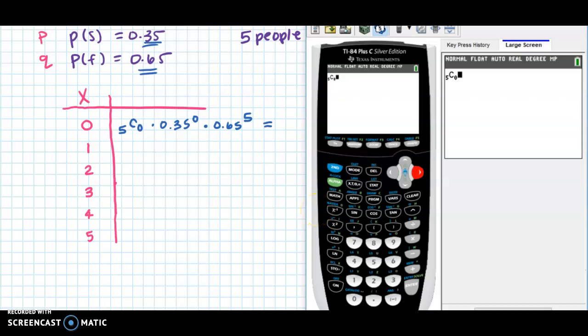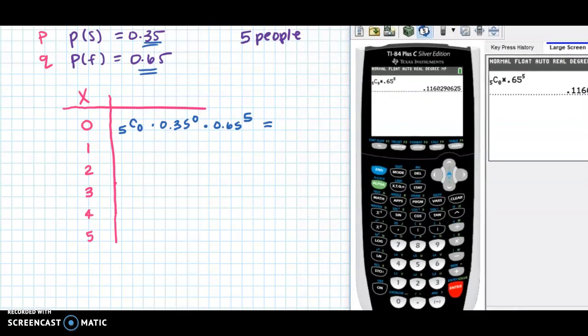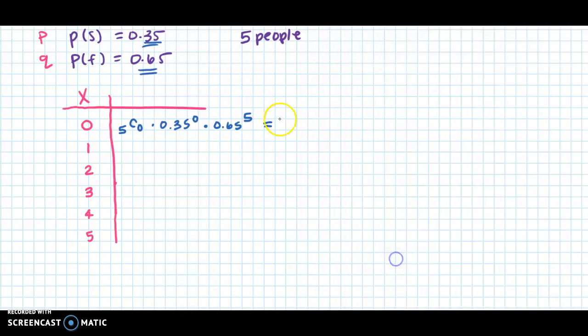And then 0.35 to the 0 power we know is 1, so we don't really have to punch that in. Times 0.65 to the 5th power. And this will be a decimal, and we will just round to 3 decimal places. Make sure you're always following directions when it tells you how to round. Sometimes it'll say 3, sometimes it'll say 4.